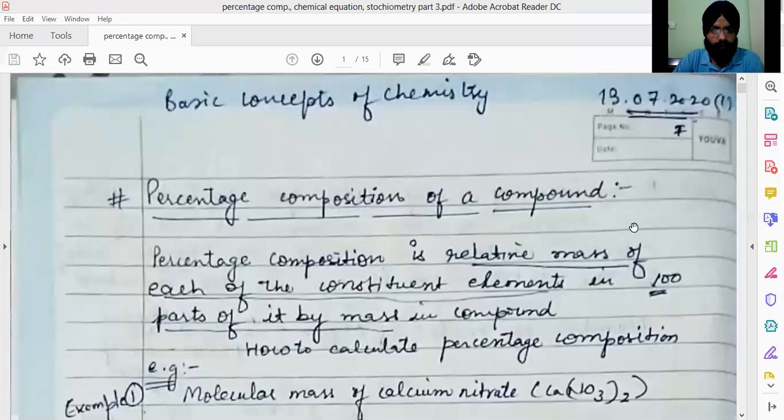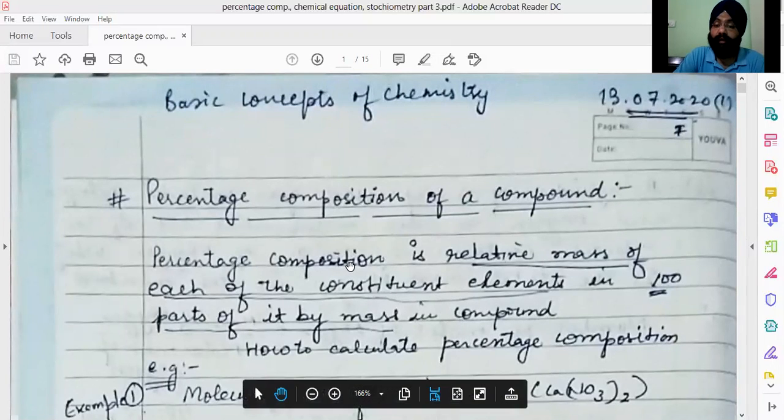Hello everyone. Today we'll start with percentage composition of a compound. Percentage composition means the relative amount of each element in a compound. In simpler terms, it is the percentage of one element in the formula of the compound.